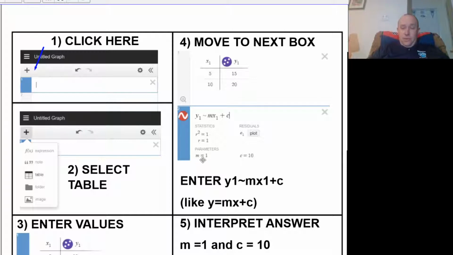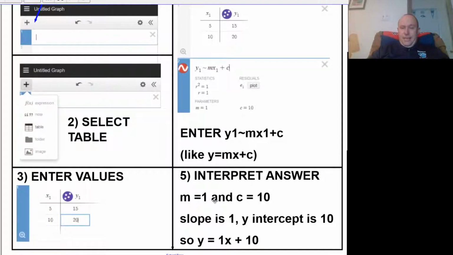So m, that's your slope. So if the question just says slope, the answer is 1. If it asks for the equation, then you just plug these numbers into here. So it would be 1x plus, and then c is 10. So in other words, your last step is just interpret what that answer means, put an x after the 1 for the slope, and then the other number is just your y-intercept.